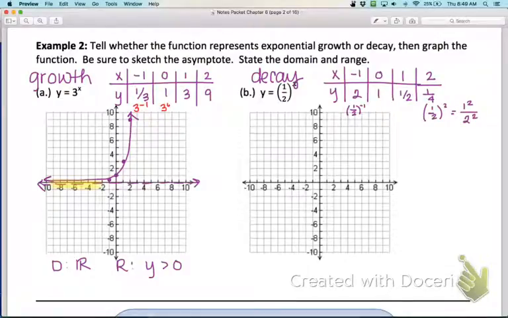And so we can sketch that. So negative 1, 2, 0, 1, 1, 1/2, and 2, 1/4. So you can see there. And if you wanted another point, maybe plug in negative 2. That would give us positive 4. That gives us a little bit better idea of what the shape is going to look like. And then don't forget to sketch your asymptote right here. And so for this one, the domain and the range are exactly the same. The domain is all real numbers, and then the range is going to be y's that are greater than 0.